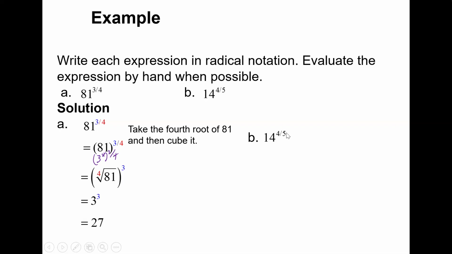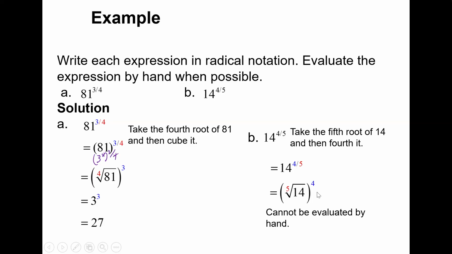What about this one? Well, that becomes the fifth root of 14 to the fourth. So take the fifth root of 14 and then take it to the fourth power. Well, that's really about as far as we can go by hand because we don't want to go any further with that. It's going to be too complicated. And so that's where we'll stop with that one.